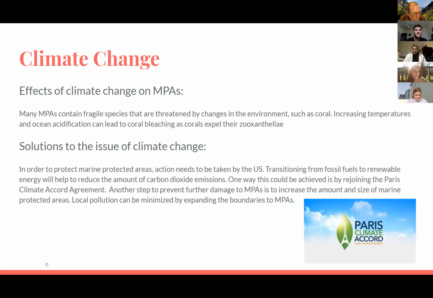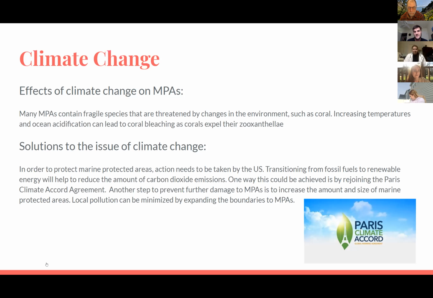And in order to protect marine protected areas, action needs to be taken by the US. And I specifically say this because the US is a leading power in industry, yet we are not even joined in the Paris Climate Accord. So I said one way that it could be achieved to mitigate actions is by joining the Paris Climate Accord agreement.